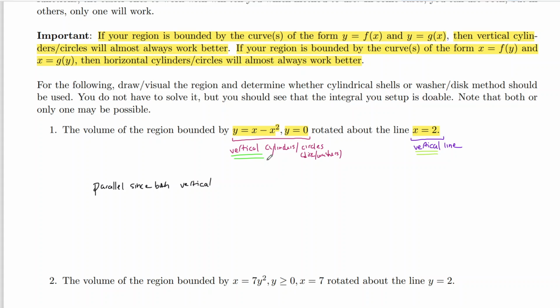Okay, so let's just kind of narrow this down completely. We knew we wanted to use vertical based on the y equals parts here. We had a vertical axis of revolution, x equals 2. And at this point, we just pretty much look: are these both vertical, both horizontal? That would mean that they're parallel, and we would use shells. And that's exactly the situation we have here. Since they're both vertical, we want to use shells.